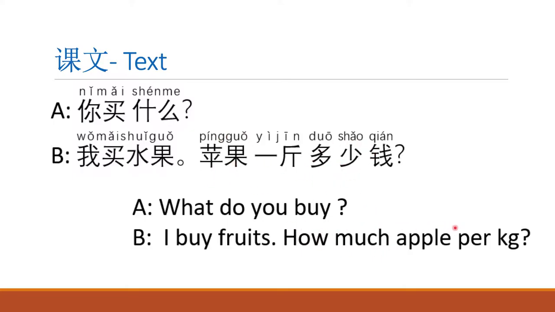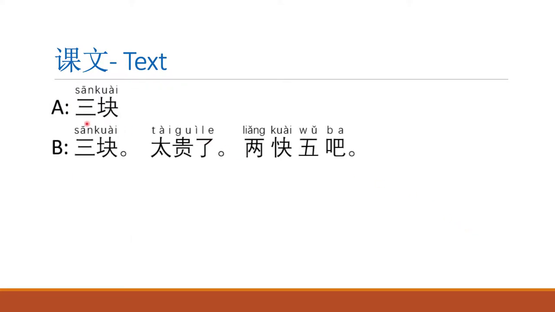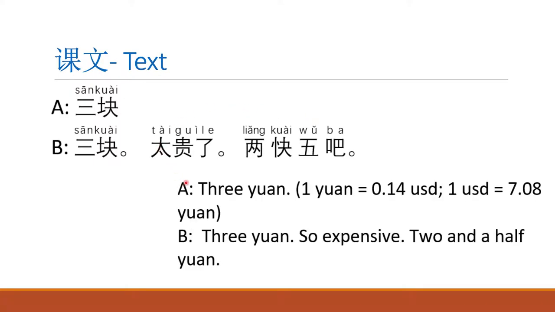苹果, apples. 18 per kilograms. 钱, which means money. Okay. 苹果 18 多少钱? How much apples per kilograms? Next one. 三块. 太贵了. 两块五吧. Okay. What does this mean? 3 yuan. Okay. 三块. Remember, 三 equal to 3.